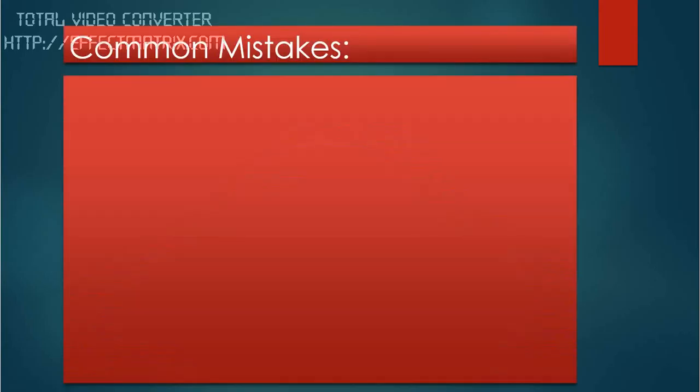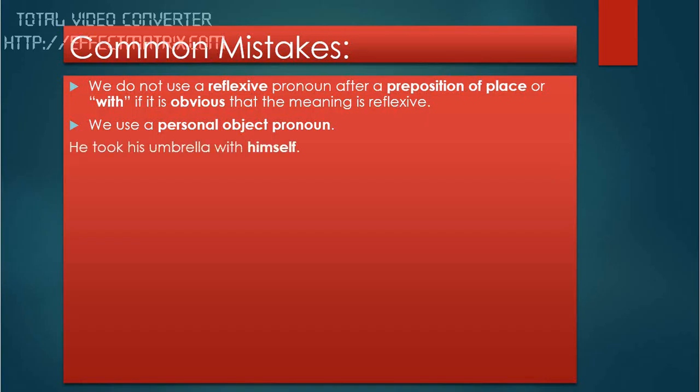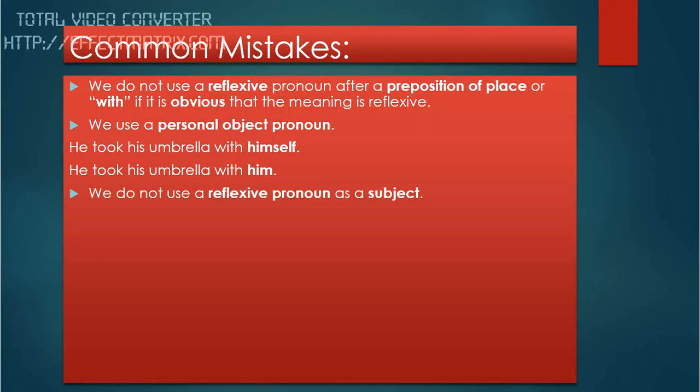Then there are some common mistakes. We don't use a reflexive pronoun after a preposition of place or with if it is obvious that the meaning is reflexive. Instead, we use a personal object pronoun. For instance, "He took his umbrella with himself" is incorrect. The correct one is: he took his umbrella with him. So, the umbrella can only be with the subject of the sentence. It cannot be with somebody else. So, we don't need to specify that it is reflexive because the context of the sentence tells us that it is reflexive. Okay?